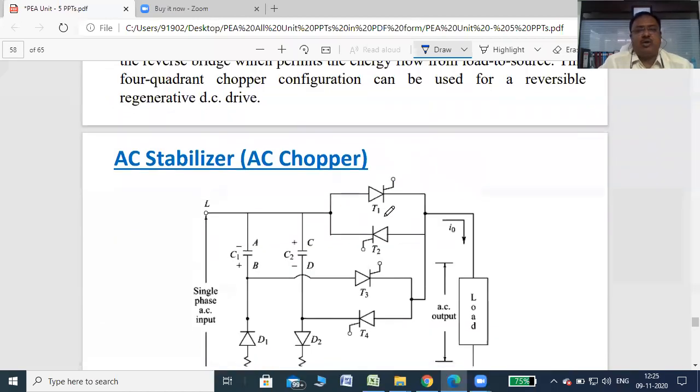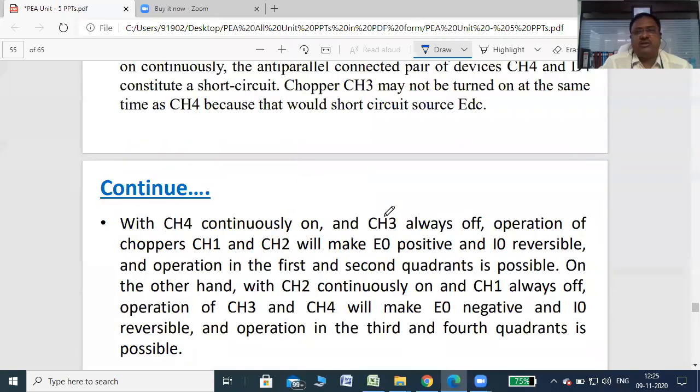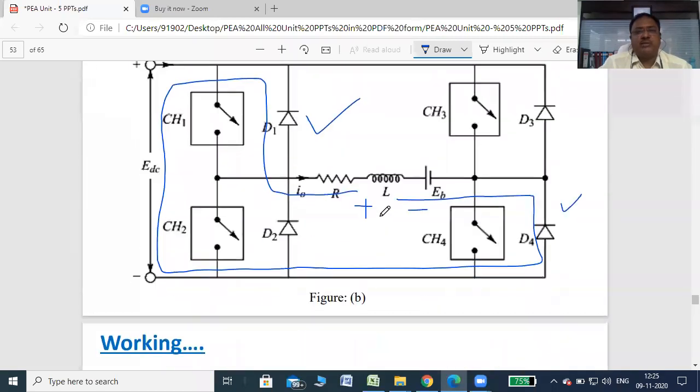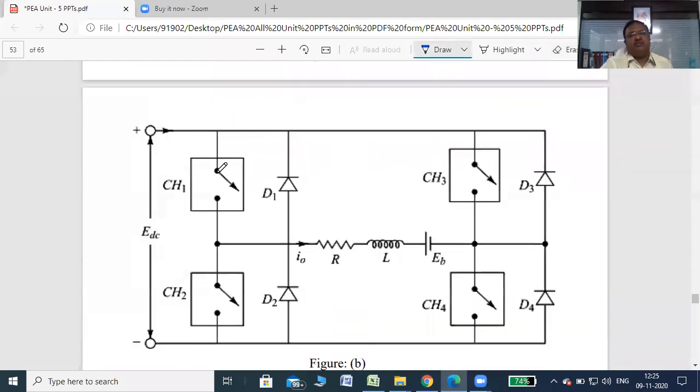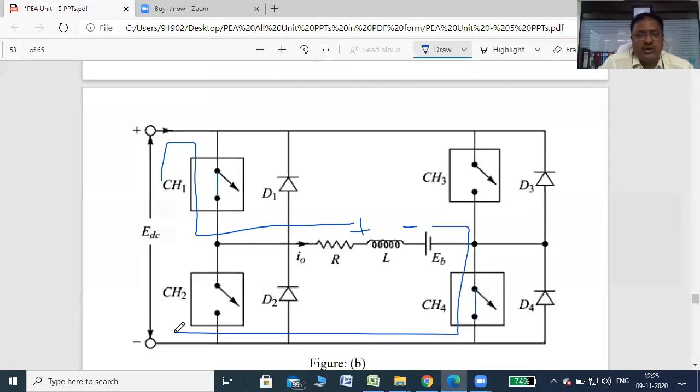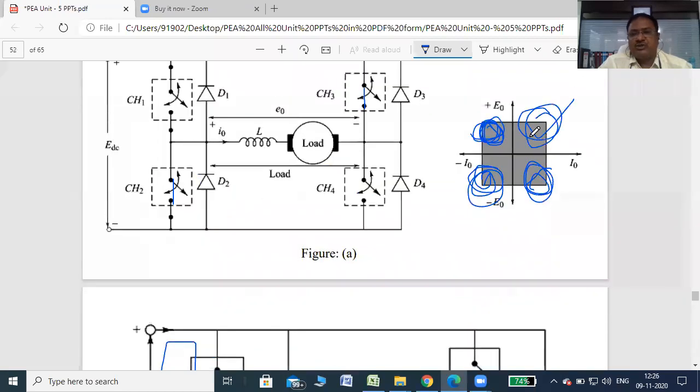This part we will see tomorrow, but I'll just explain this in short again so that you can understand easily. So in the first case, when CH1 is on and CH4 is on, current flows from EDC, CH1, L is positive on the left side, negative on the right side, then CH4 back to the EDC minus. This time the voltage is positive and current is also positive, right? So you will get a first quadrant operation.